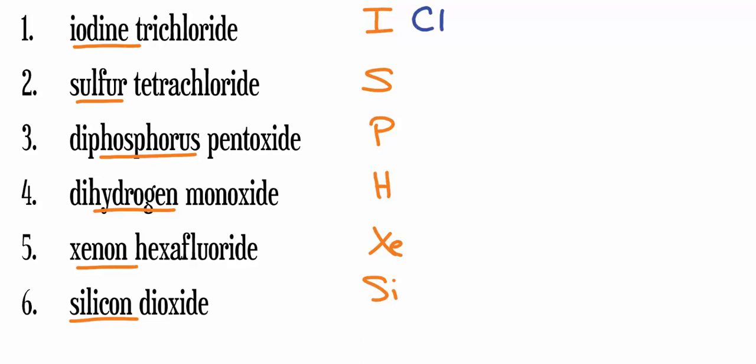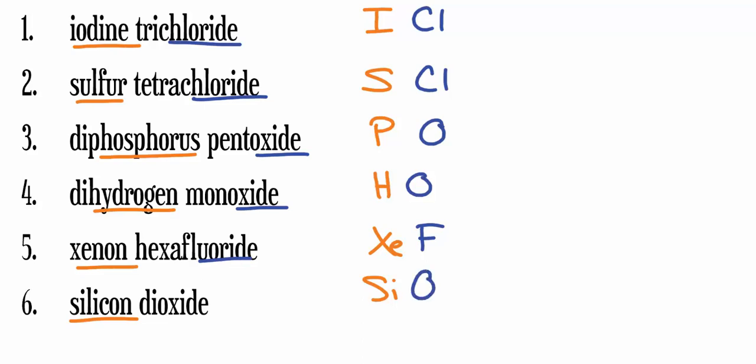Next, we've got chlorine, trichloride, chlorine, Cl. Next, tetrachloride, Cl, pentoxide, O, monoxide, O, hexafluoride, F, dioxide, O. The iodine has no prefix, so it gets no subscript. The presence of the I indicates 1.